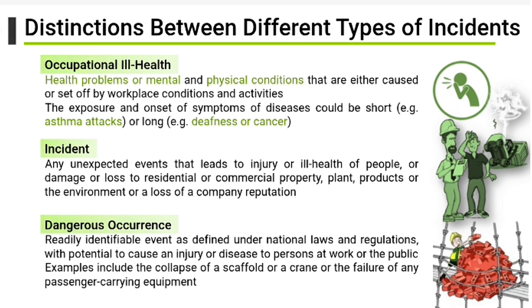And finally, a dangerous occurrence refers to a clearly identifiable event, as stipulated by national laws and regulations, that possesses the potential to cause injury or illness to individuals at work or to the public. These occurrences are significant incidents that, if not properly addressed, can result in harm. Examples of dangerous occurrences include incidents like the sudden collapse of a scaffold or crane, as well as failures in passenger carrying equipment. Identifying and reporting dangerous occurrences is essential for maintaining safety in workplaces and public spaces.